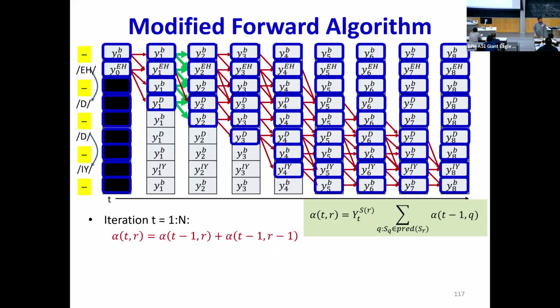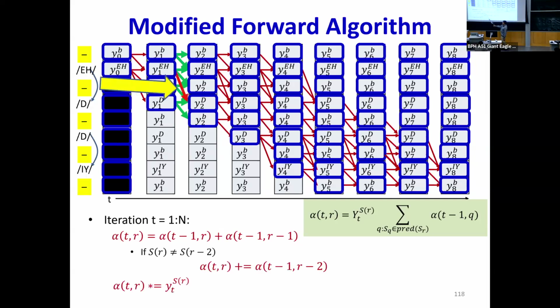Now, what is the rule for determining whether a node has 2 parents or whether it has 3 parents? Every node definitely has 2 parents. (t-1, r) and (t-1, r-1) are both parents. And if this symbol is not the same as this symbol, then (t-1, r-2) is also a parent. Otherwise, it's not.